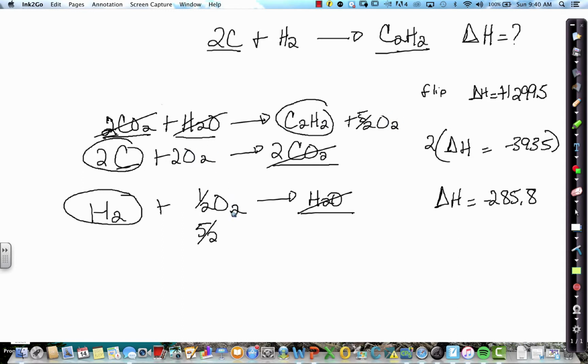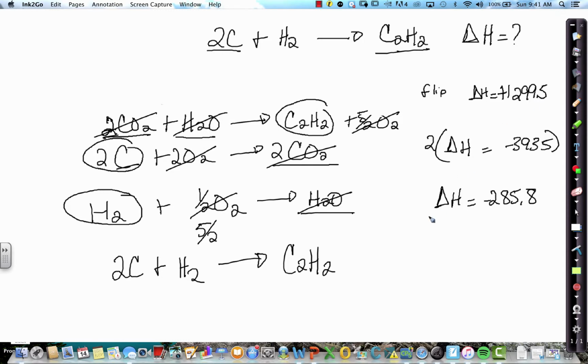It's just that since they're in 2 different reactions and they're both on the same side, they will be added together. So that will cancel, and that will cancel. And what I'm left with is this, which is what I wanted. So the whole point of doing this is not to get this reaction, but to figure out what you're doing to the enthalpies.